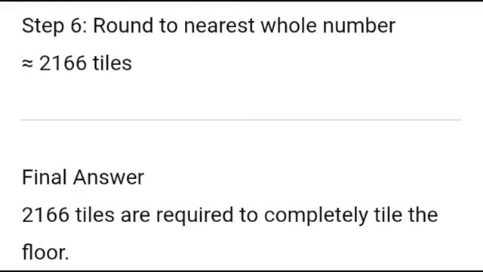Rounding 2,165.625 to the nearest whole number gives 2,166. Final answer. 2,166 tiles are required to completely tile the circular floor.